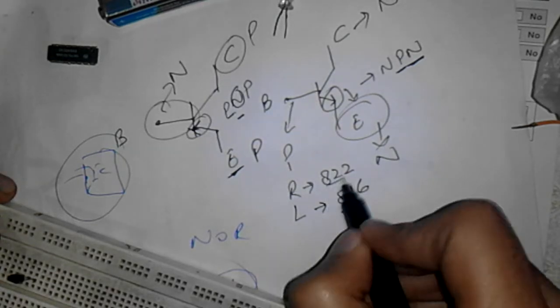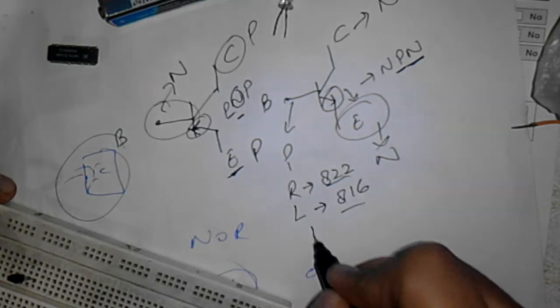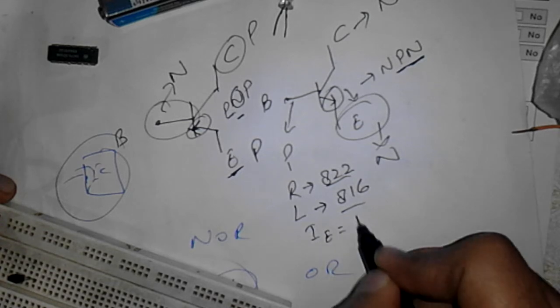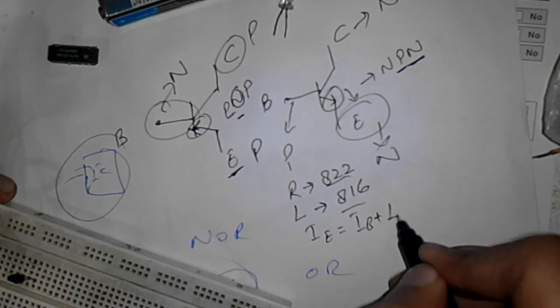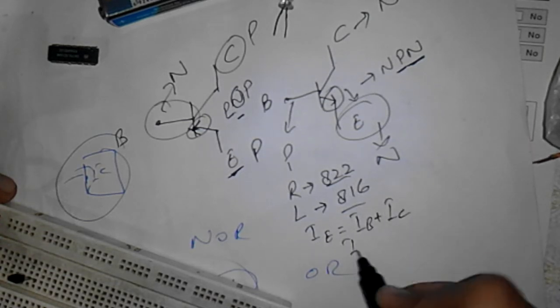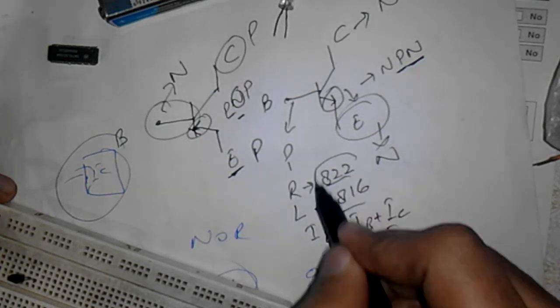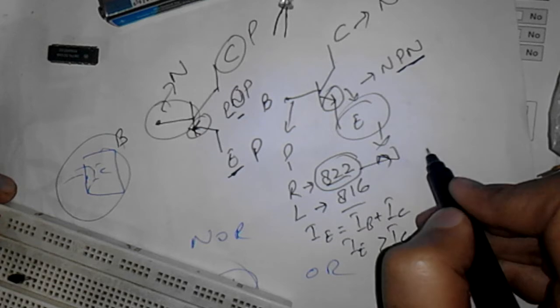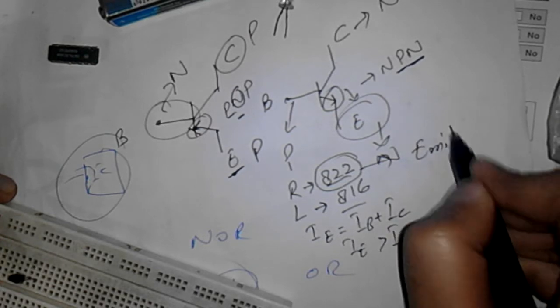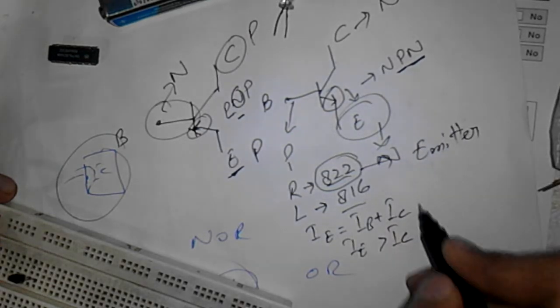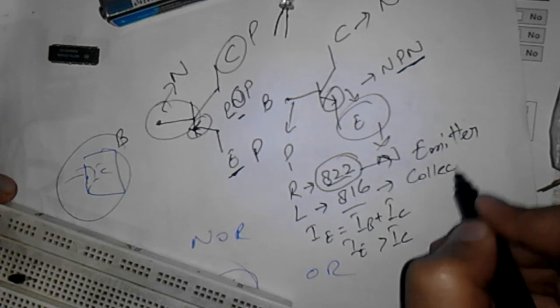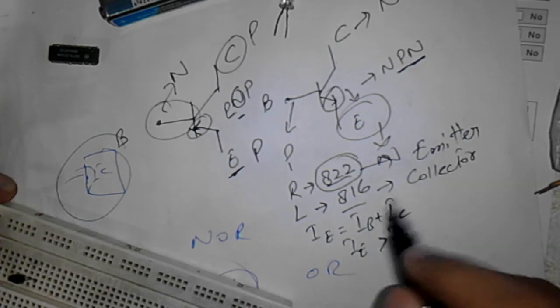So what is the meaning of these two values? You know that emitter current is equal to IB plus IC, and emitter current is greater than IC. So the greater value, 822, indicates that this terminal is the emitter terminal, and this 816 terminal is the collector terminal. And the positive lead, which is fixed to the base, indicates that the base terminal is positive.